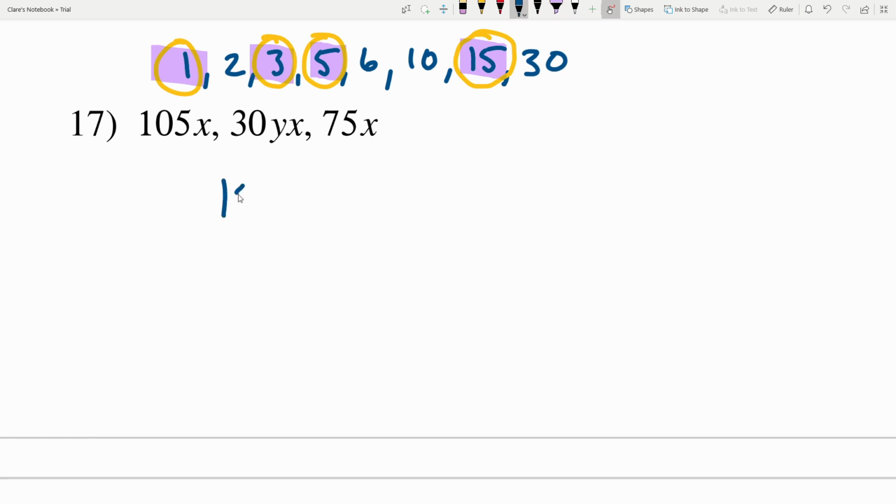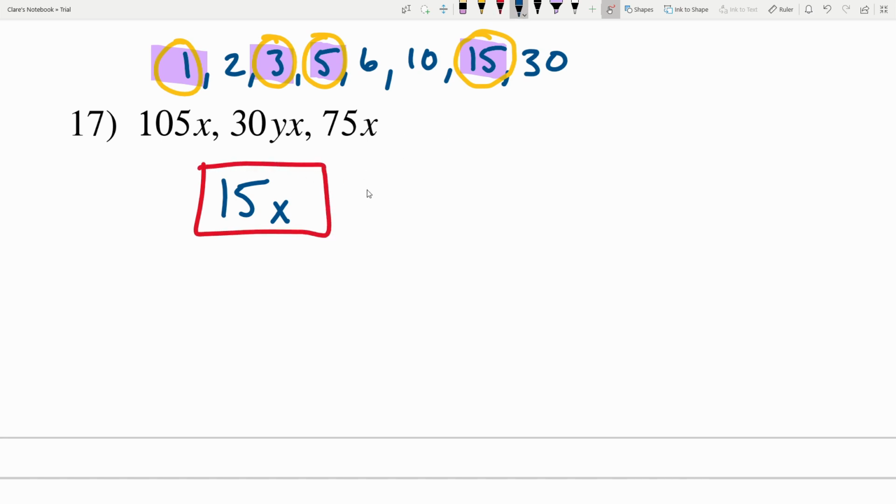So 15 is my number. Now I'm going to look at my variables. I have 105x, I have 30yx, and I have 75x. I have an x in each of those, but a y only in one, so I have 15x as my greatest common factor.